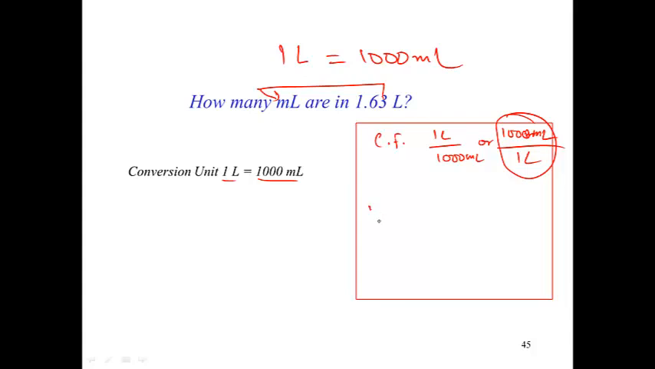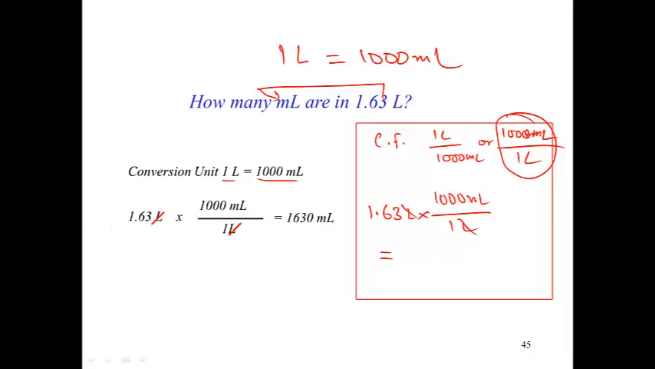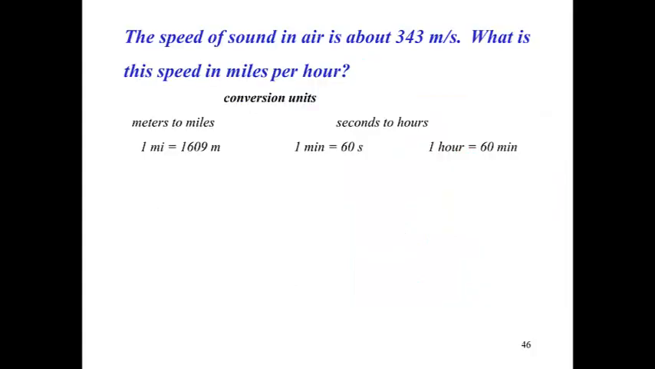So let's take what is given, which is 1.63 liters times 1000 milliliters per 1 liter. Well, liters gets cancelled. That would now give you a value of 1630 milliliters. So you can also see I have solved this already on the slide. So this is what you would do using conversion factors.